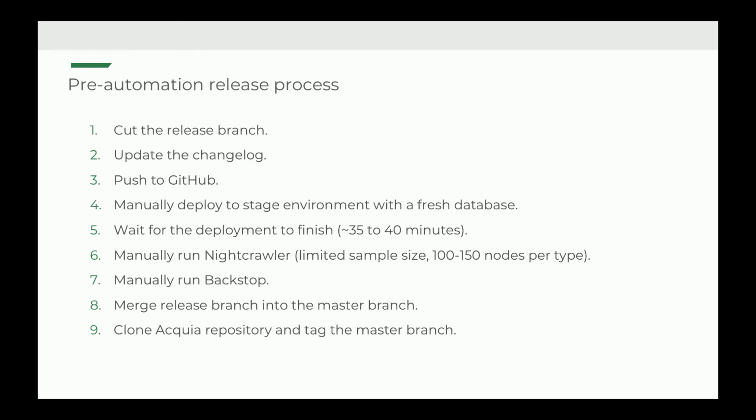And then once everything was clear and testing was good, we would merge that release branch into master and then clone our Acquia repo. And I don't know if anybody's used Acquia before, but you need to have not just a GitHub repo, but you also have to have a mirror image in Acquia to tag to deploy. So we would have to clone our Acquia repo and then tag the master branch.